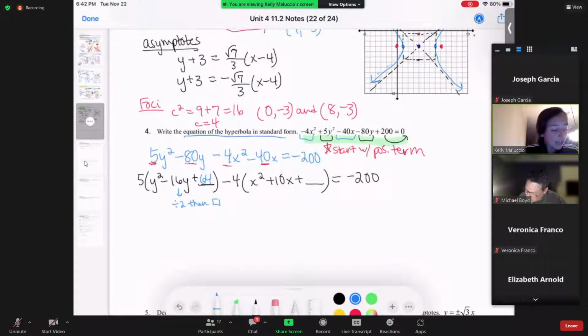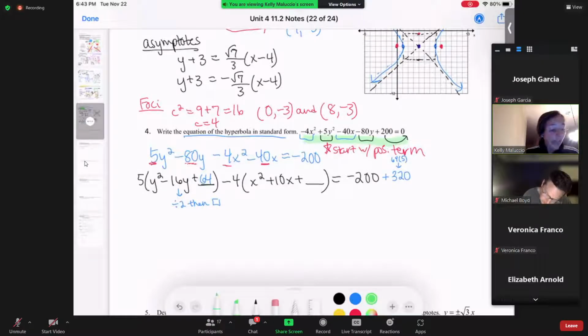Now keep in mind on the other side, normally I would say plus 64 minus 64 all inside the parentheses, but I'm also multiplying it by 5. So I'm technically adding 5 times 64 to the left-hand side. And then on the right-hand side, I also want to add that, and it's 320. So if it helps you, this is 64 times 5, if it helps you to write that.